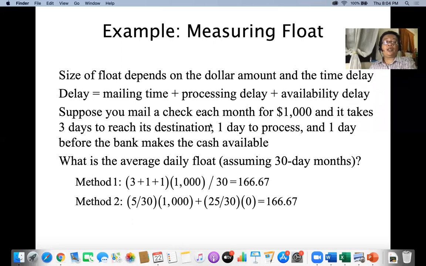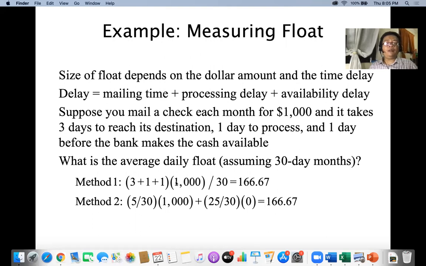Alright, suppose you mail a check each month for 1,000 and it takes 3 days to reach the destination, 1 day to process, and 1 day before the bank makes the cash available. Minsan may delay. What would be the average daily float assuming you have 30 days in a month? Method 1: may 3 days ka to reach destination, 1 day to process, and 1 day to make available yung cash mo. And then you divide it by the 1,000, the amount of your check.